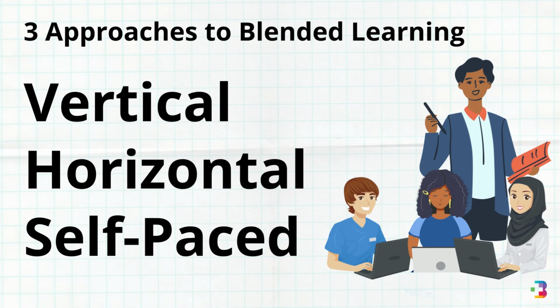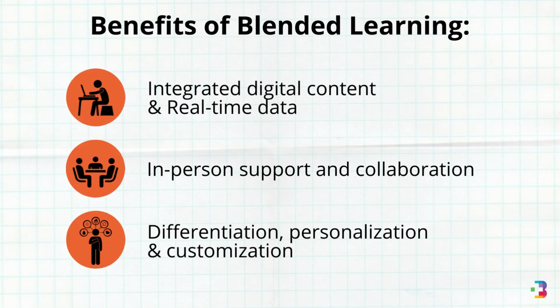Each of these 3 different types of blended learning, vertical planning, horizontal planning, and self-paced plus flex, help teachers to have integrated digital content, which means more data to make choices in real time that can help students' understanding and mastery. All 3 approaches to blended learning allow for more time in their classrooms for individual and small group conferencing and create a structure to easily personalize and customize learning, helping to reach every student in the classroom exactly where they are.